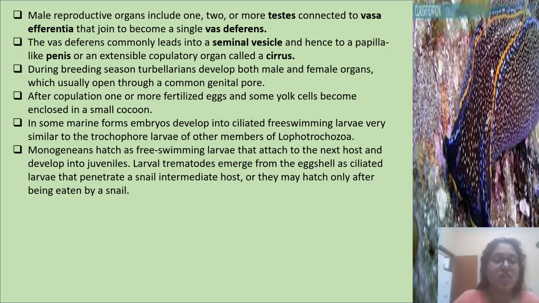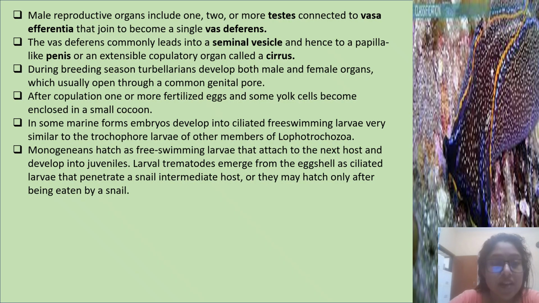Next, male reproductive organs include one, two, or more testes connected to vasa efferentia that join to become a single vas deferens. The vas deferens commonly leads into a seminal vesicle and hence to a papilla-like penis or an extensible copulatory organ called cirrus. Next, during the breeding season, turbellarians develop both male and female organs, which usually open through a common genital pore. After copulation, one or more fertilized eggs and some yolk cells become enclosed in a small cocoon.